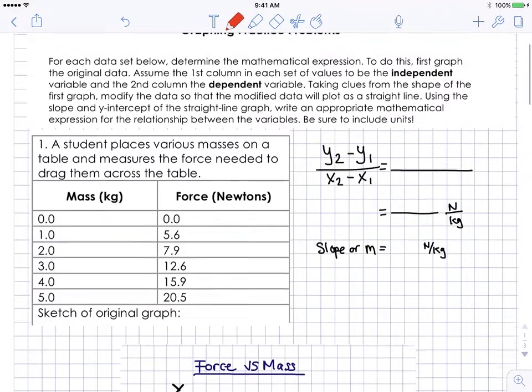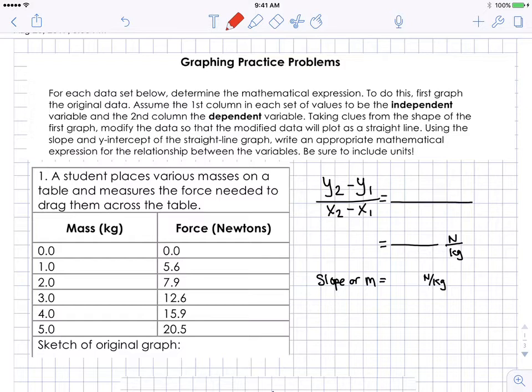Hello, Miss Aguilar again. All right, we're going to go over the graphing practice problems. This is from the packet I handed out on Friday.